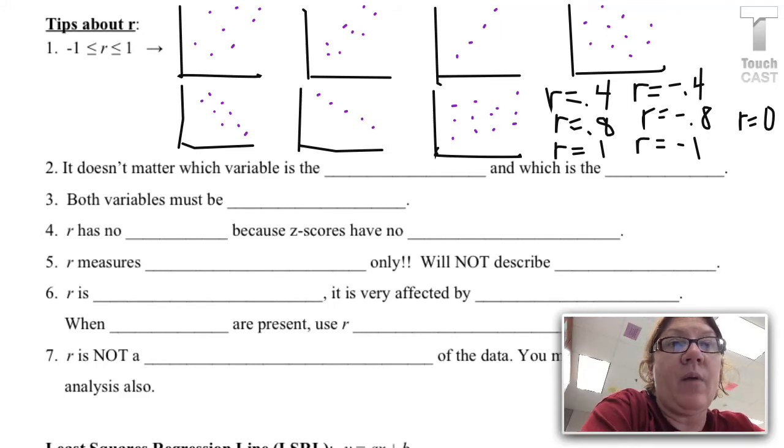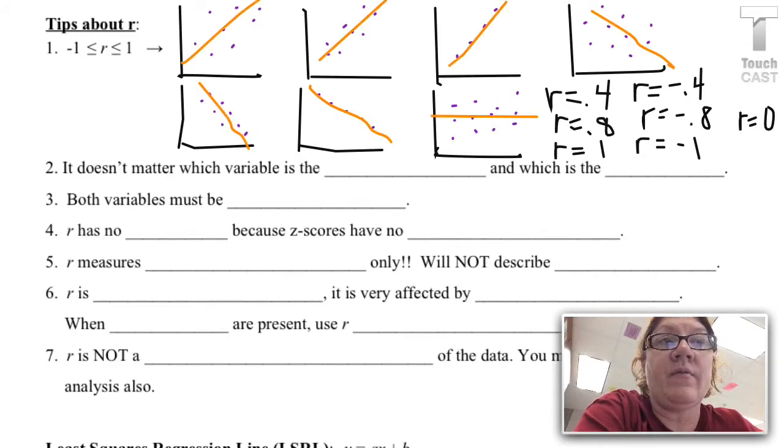Okay, I know I skipped the problem on the previous page, but we're going to do that in class. I want to talk about tips about the correlation value R. So here I've provided you with 7 graphs and 7 R values. I want you to pause the video right now and see if you can match those correctly to their graphs. Pause!